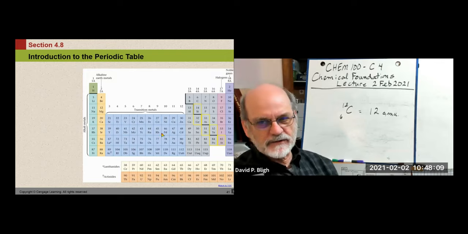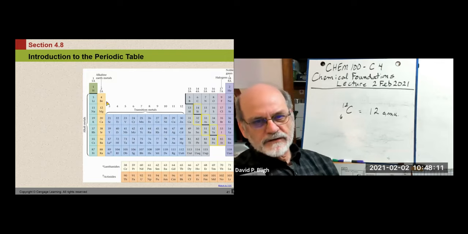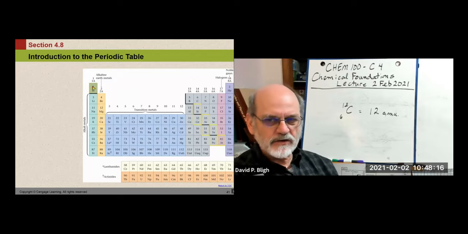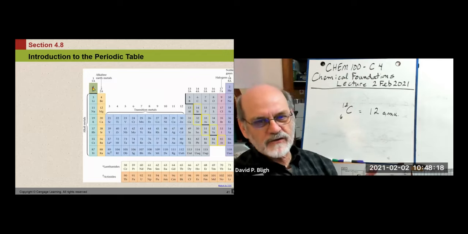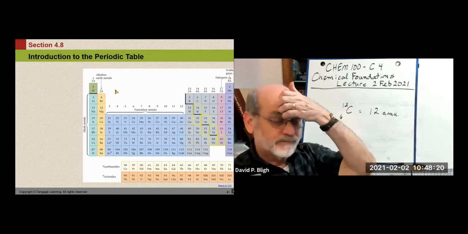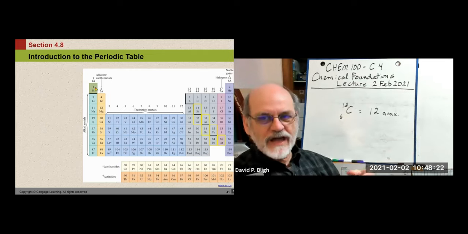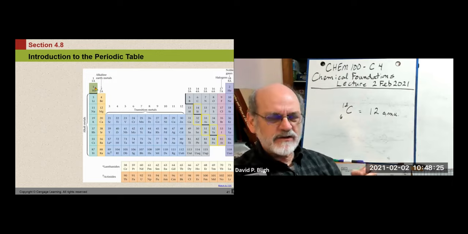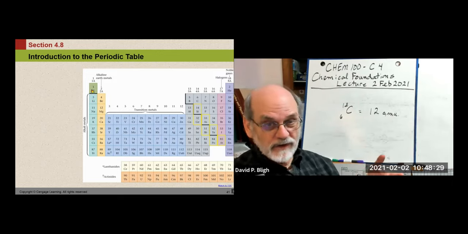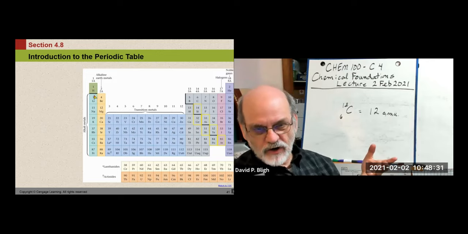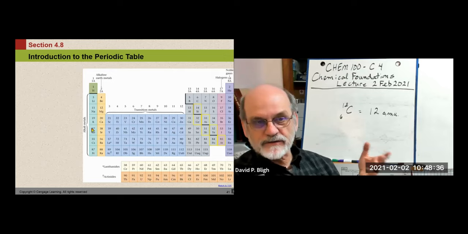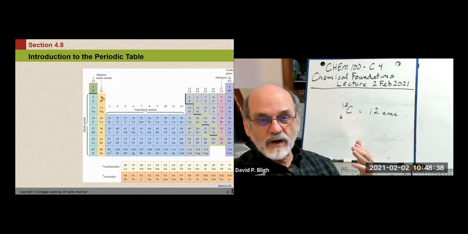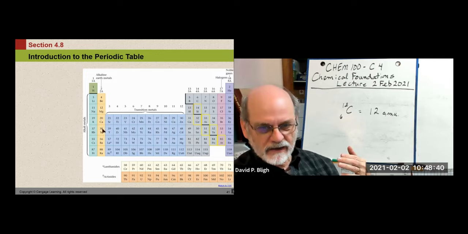Then you have family names, right? So this first group, excluding hydrogen, we put hydrogen over here just for balance, right? Hydrogen over here, helium's over there. So the first period is just hydrogen and helium. Hydrogen is really an animal to itself. It's a gas, right? So it's not really a metal. The metals start right here with lithium. So these are alkali metals. That's that family. These are alkaline earths or alkaline earth metals.